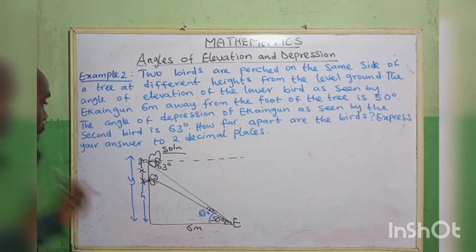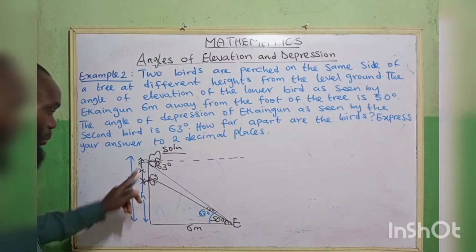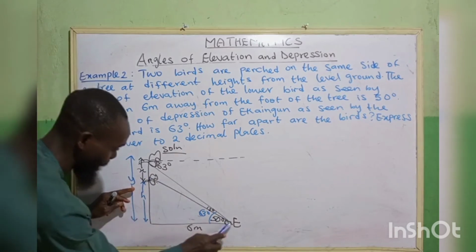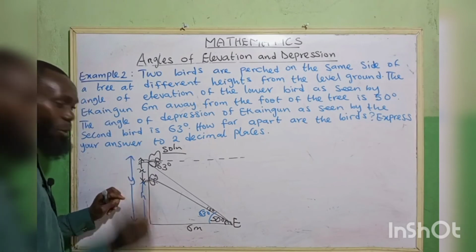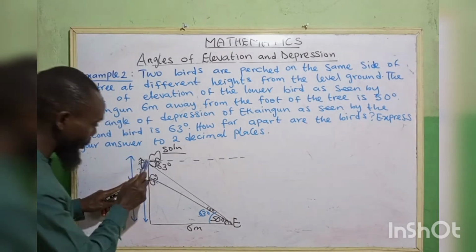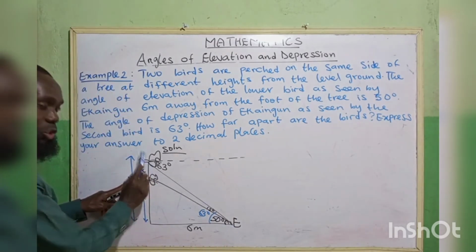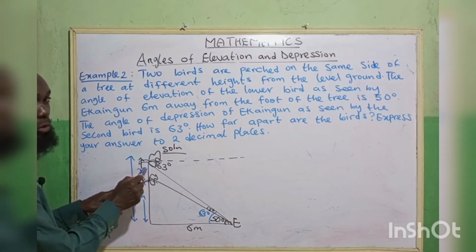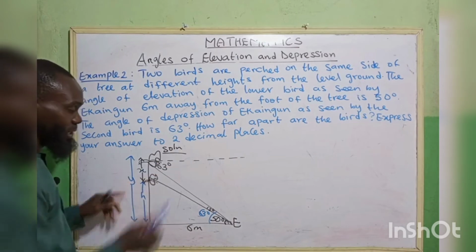Now, there's no way we can get the value of x directly, but there's a way we can get the value of h by considering this triangle like this. Also, there's a way we can get the value of y by considering the larger triangle like this. So when we get it, you take away h from y to give the value of x. So let's proceed.